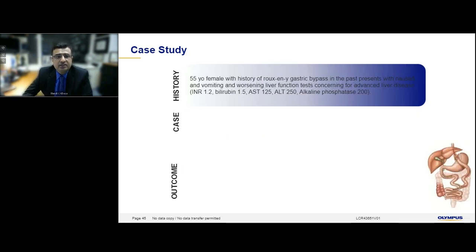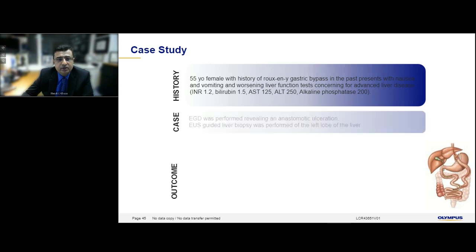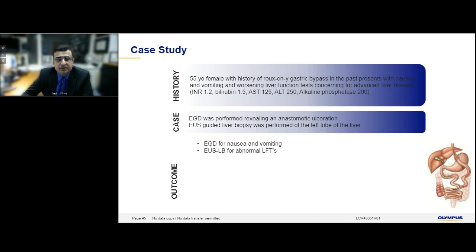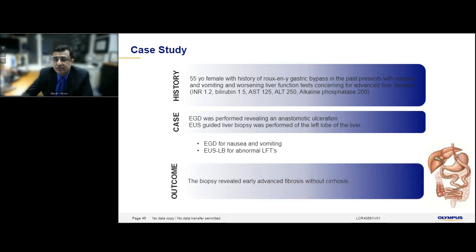And one quick note on altered anatomy: even if patients have a Roux-en-Y gastric bypass who present for endoscopic evaluation, we're still able to do a unilobar left lobe access through the gastric pouch. And this patient came in for an endoscopy to rule out an anastomotic ulceration for the abdominal pain and for the evaluation of liver enzymes, and EUS-guided liver biopsy was able to obtain the histological specimen that showed advanced fibrosis without cirrhosis. So even in altered anatomy, this continues to be an option in patients who require an endoscopy anyways.